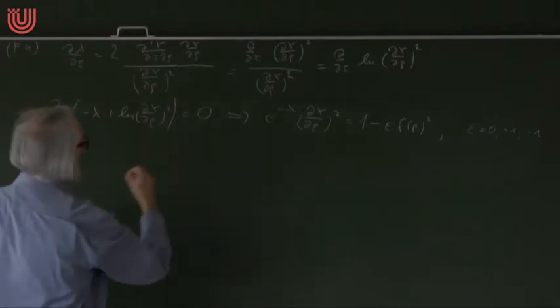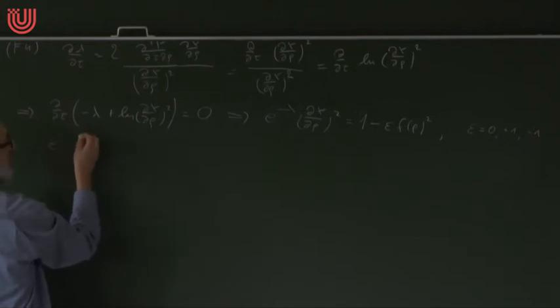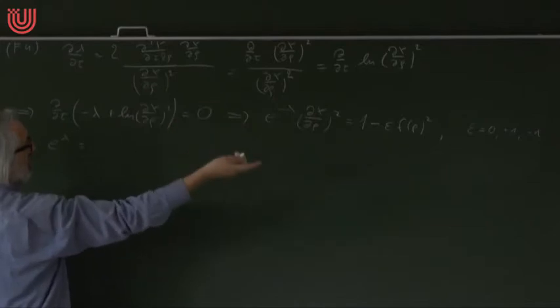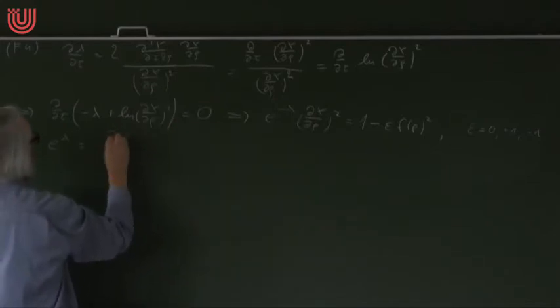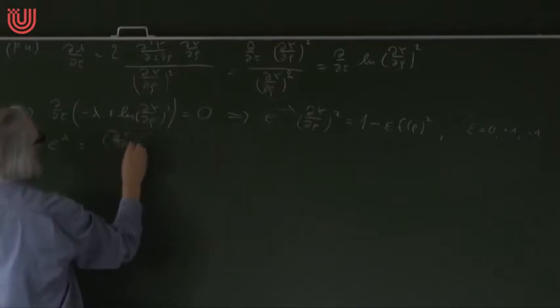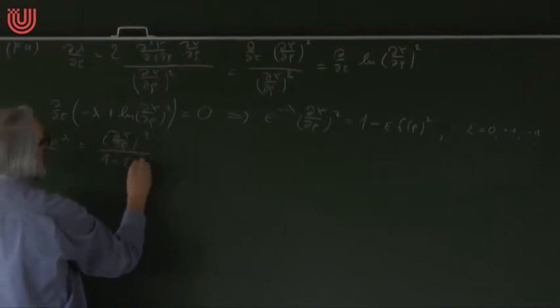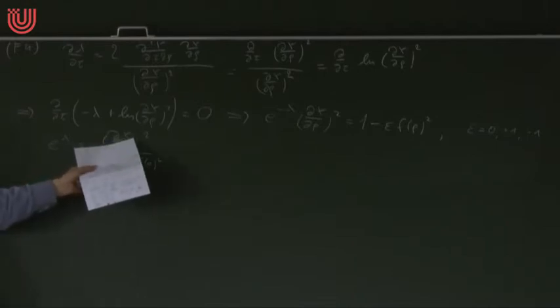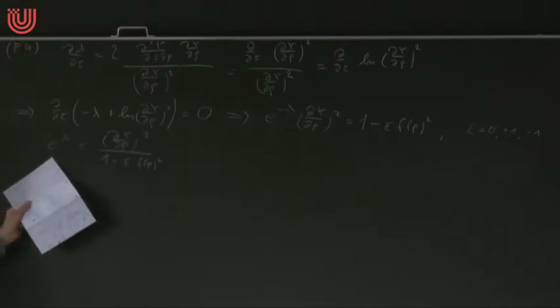So we can now solve for lambda. So e to the lambda is then just, this comes on the right hand side, so I have dy by d rho squared, divided by 1 minus epsilon f of rho squared. So what have we achieved now? We've achieved that if we determine y as a function of rho and tau, then this equation tells us what the lambda is.